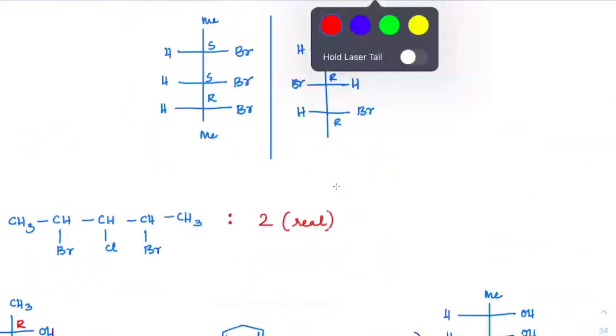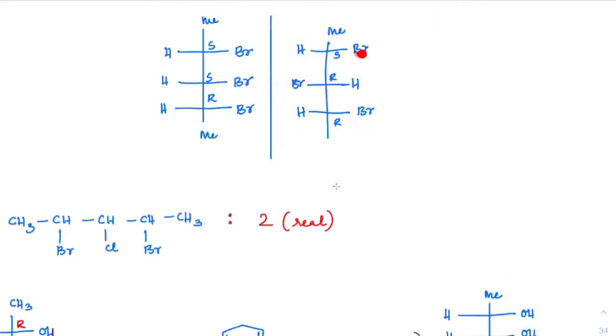Go back here. When bromine is on both sides, check out properly. When bromine is on the same side on both ends, then the up one will be S, the down one will be R. Or the up one will be R, the down one will be S. Remember that way. You don't have to waste time in calculating.